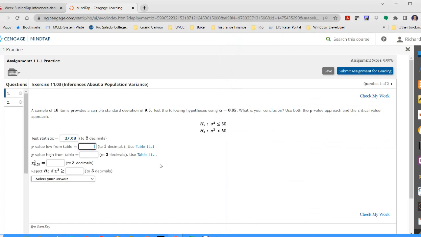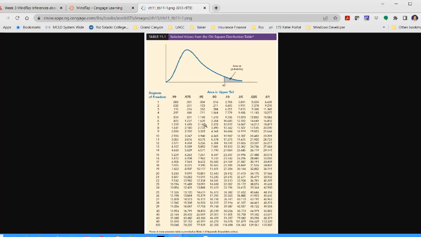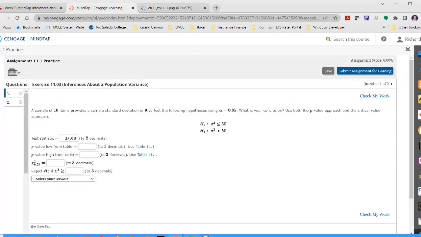All right, now next we're going to find the p-value, the low and the high end, but they want us to actually use this from the table. I'm going to pop open this table and look at this area in the upper tail and the degrees of freedom. All right, so give me just 1 second.